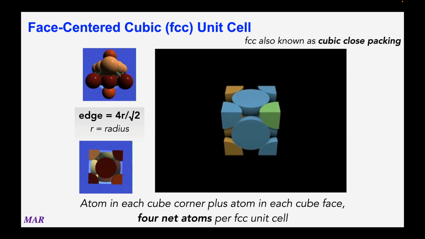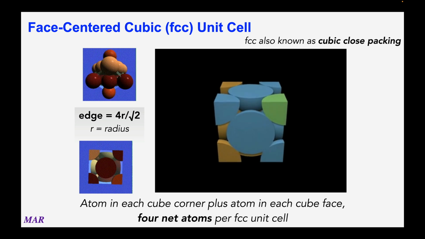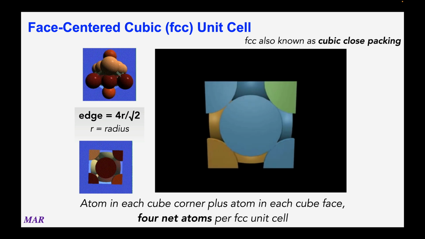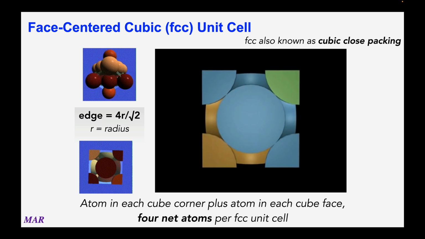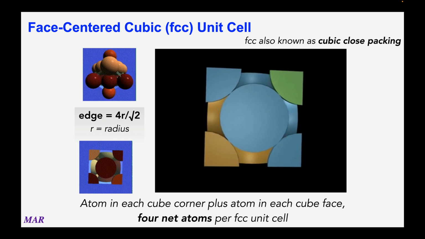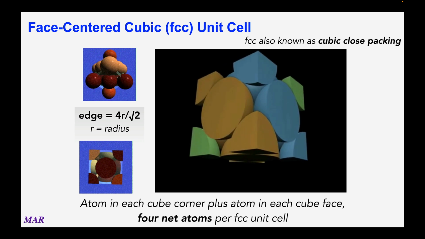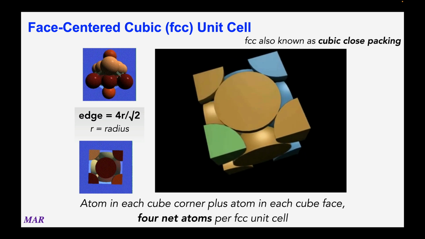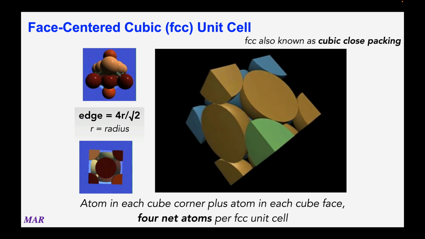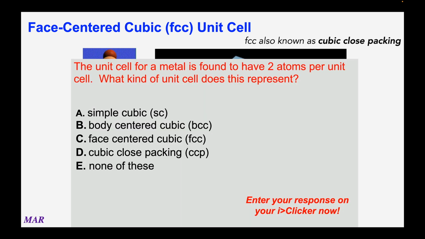And the edge to radius ratio for FCC is edge equals 4R divided by the square root of 2. You can look in the solids lab for more information on that if you're curious. But again, punchline, when you hear FCC, think 4 atoms per cell, and edge equals 4R divided by the square root of 2. Here's a problem you might see. It says the unit cell for a metal is found to have 2 atoms per unit cell.